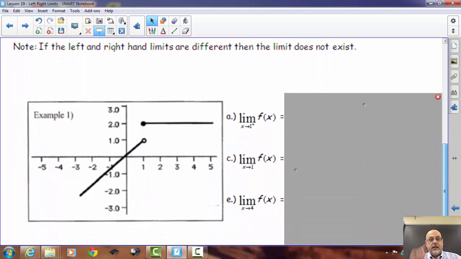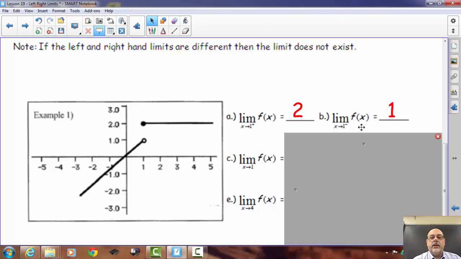So let's take a look at the graph that we have here. It says the limit of f of x as x approaches 1 from positive territory, from the right, the little plus sign. If I trace along here, going right to left, the limit of this function is 2 as I approach x is 1. So that's the first value.